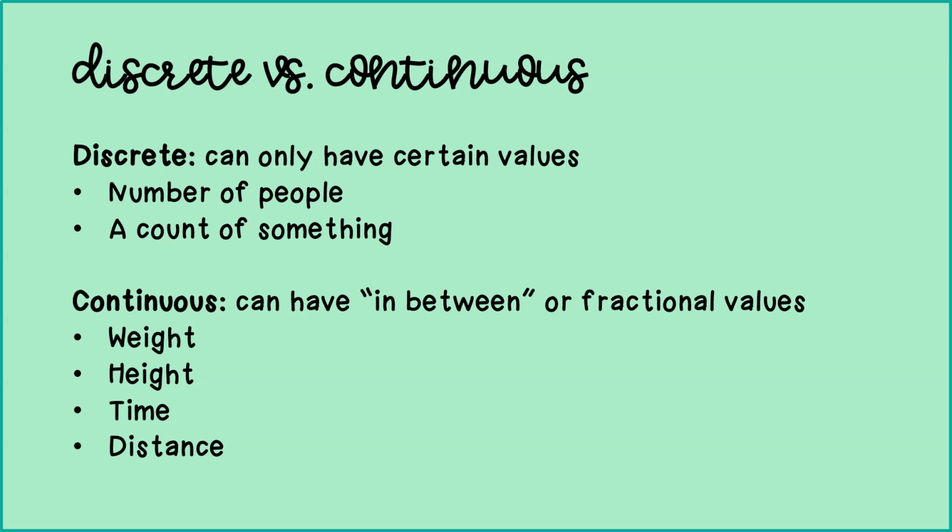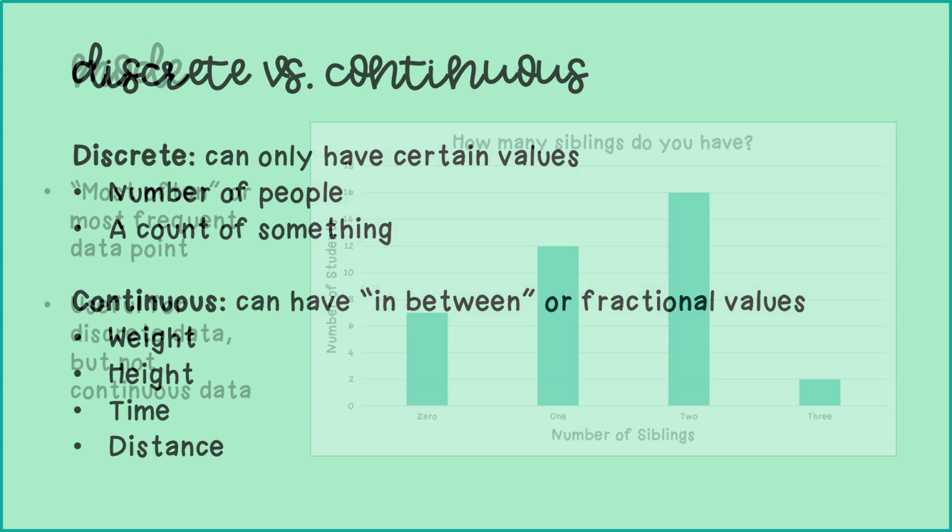Continuous data can have in-between values, otherwise known as fractional values. So with weight, somebody could weigh 100 pounds, but they could also weigh 100.5 pounds. There we can have partial pounds, partial inches, and the same with time and distance as well.